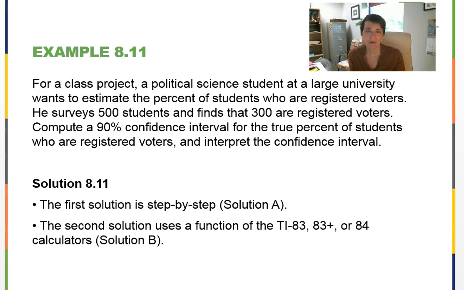So let's look at an example finally and try to make some sense of what I've been babbling on about. For a class project, a political science student at a large university wants to estimate the percent of students who are registered voters. He surveys 500 students, finds that 300 are registered, so we have 200 that are not. Compute a 90% confidence interval for the true percent of students who are registered voters and interpret the confidence interval. So the first step, we're going to go through a step-by-step solution, and then we are going to do it on the TI.